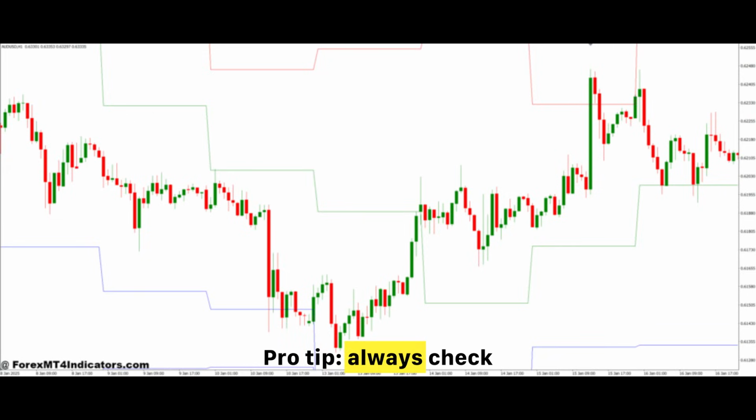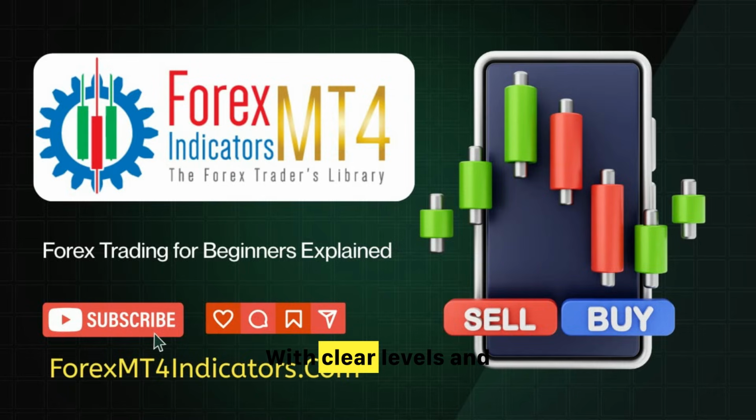Pro tip: always check multiple time frames. A level that looks strong on the 1-hour chart might mean nothing on the daily. Combine time frames for stronger, more reliable signals. With clear levels and simple rules, this indicator takes the guesswork out of your entries and exits.